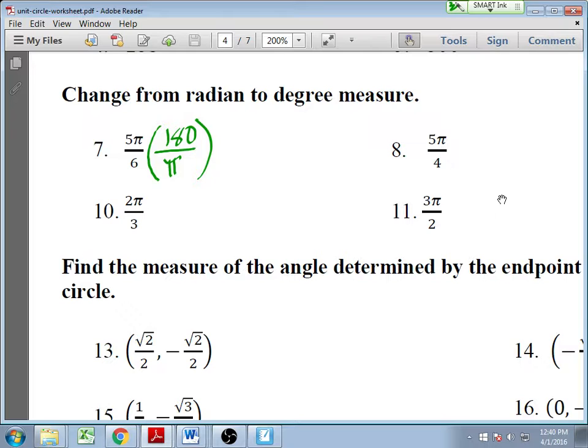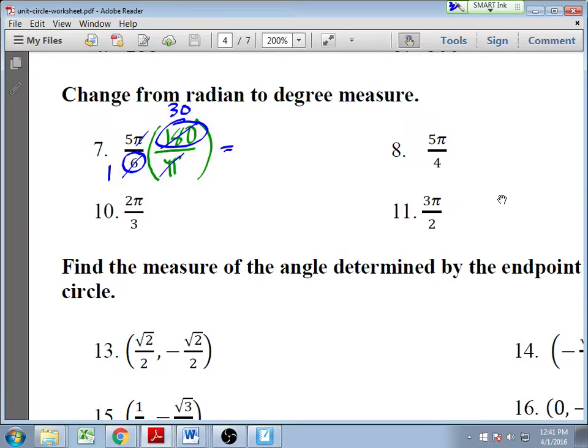Anyone see what I can do right off the bat? 6 and 180. Ooh, 6 and 180. I can cross reduce. Can't you also cross reduce the pi? Ooh, the pi's just cancel each other. So yes, kind of. It's cross reducing, but we don't really have to show it. It's just going to happen. So if I divide by 6, I get 30 and 1. The pi's cancel each other out.